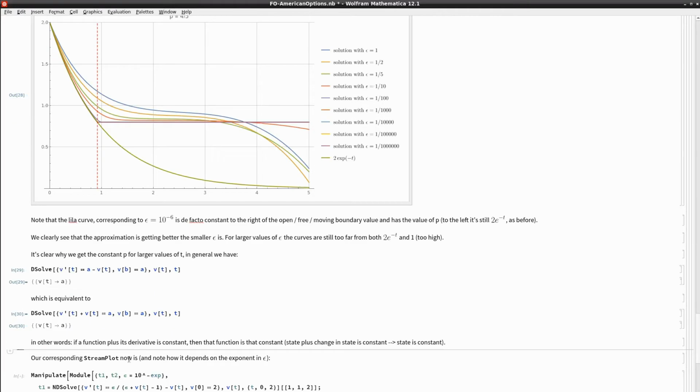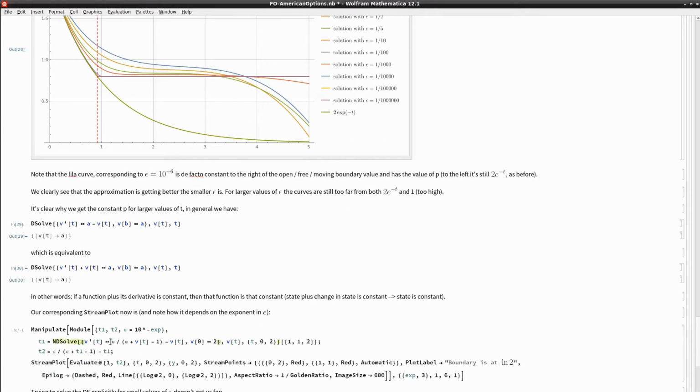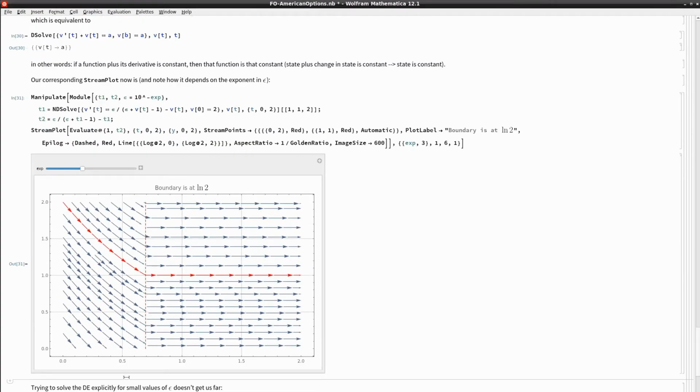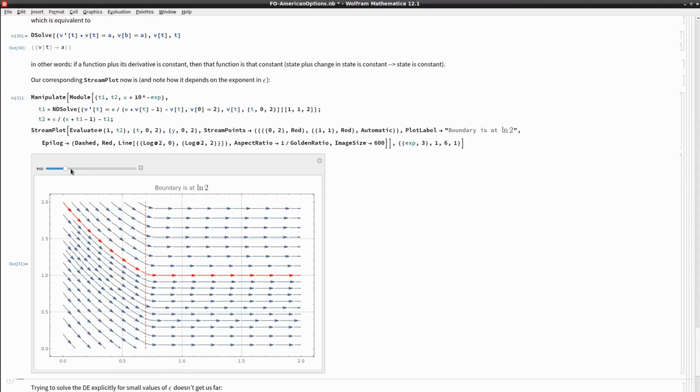So now our corresponding stream plot, let's look at that, and we see that we clearly have those two regions. We have a moving boundary which we never computed. We know, of course, it's the natural log of 2 in our simple example, but we never had to explicitly compute it for our differential equation of our stream plot. We have the behavior 2 times e to the minus t on the left, and we have the constant vector plot of 0 on the right.